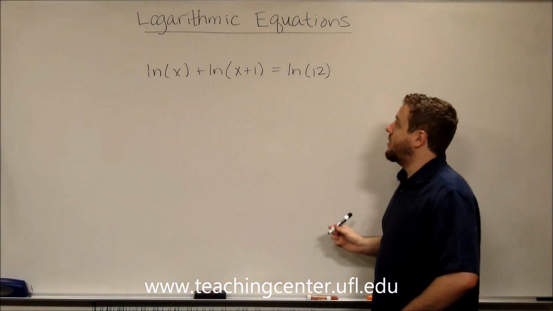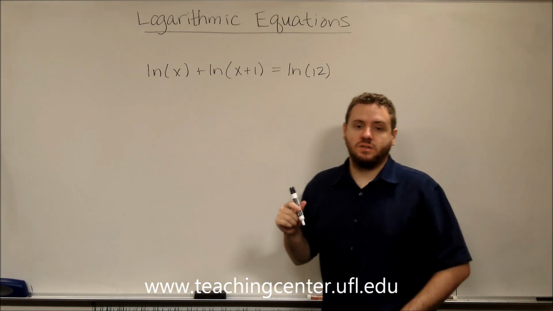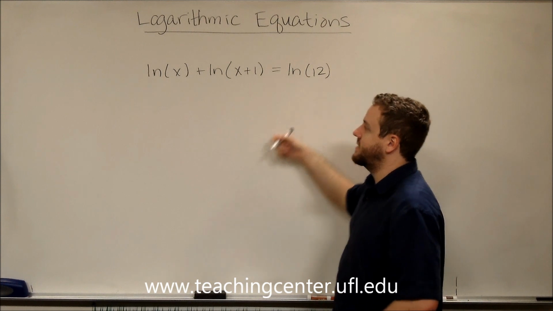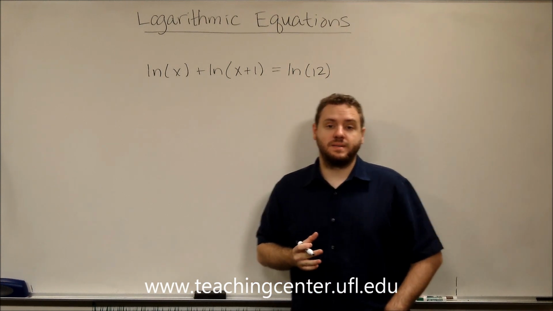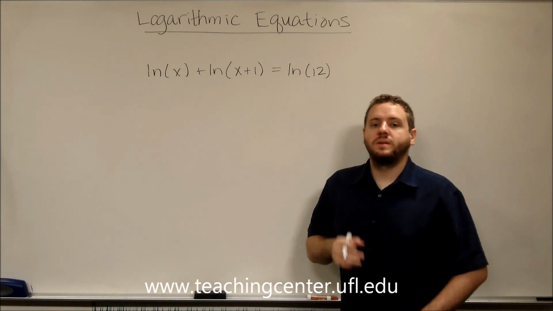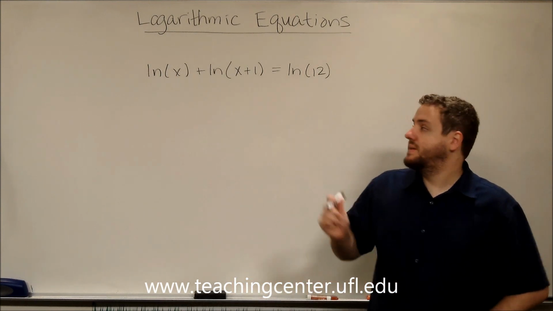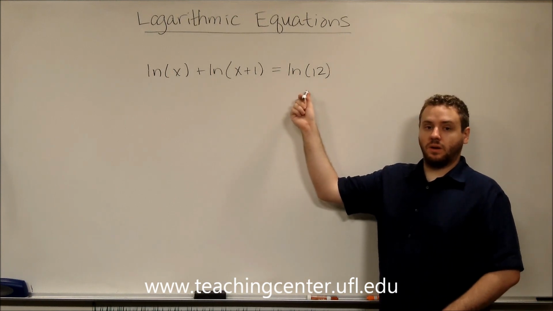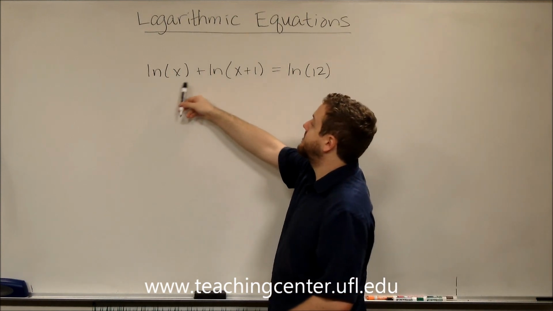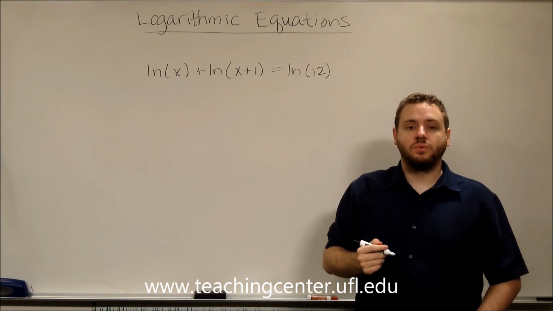I wrote this as the most basic one, but sometimes you might get something with subtraction. Sometimes you might get some variables on this side too, but the process is going to be basically the same. So in order to solve one of these equations, you always want to get both sides to just be one log. In this case, this side is already just one log. However, here we have ln x plus ln of x plus 1. So here's where you're going to need to use your log rules.